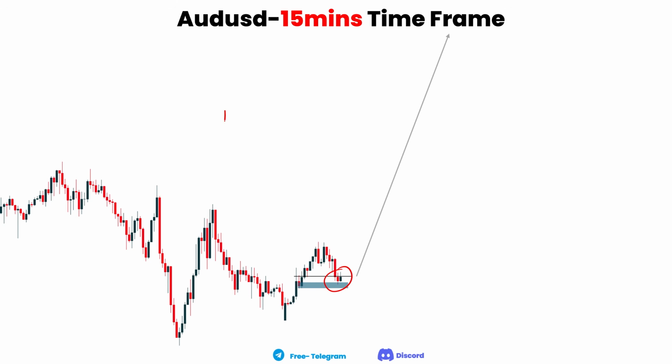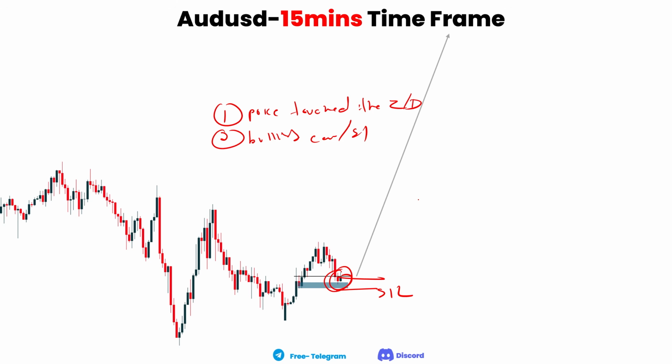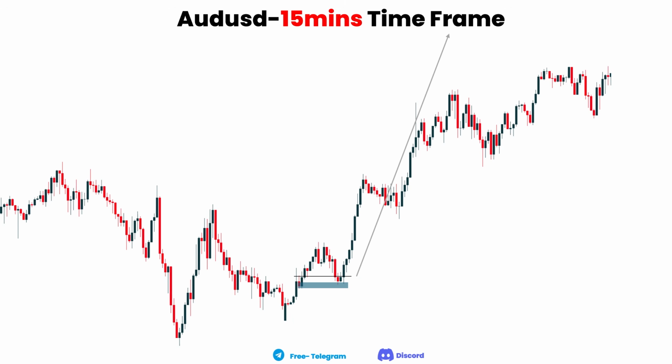Let's write all the rules. We have one, price touched the demand zone. We also have a bullish candlestick here, a bullish candlestick on the demand zone. So that means this is your confirmation. So you just enter the market, put your stop loss here, and then wait for the market to push to the upside. So let's see, the market should move aggressively to the upside around this area. So obviously you can enter here or wait for a retracement. You will decide on how you want to enter the market.